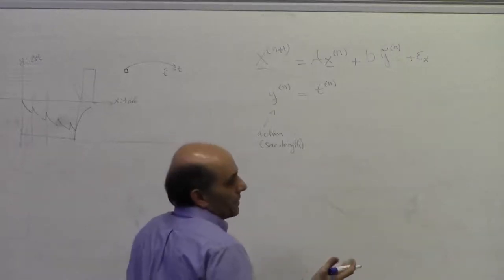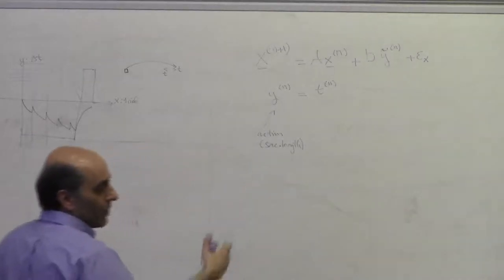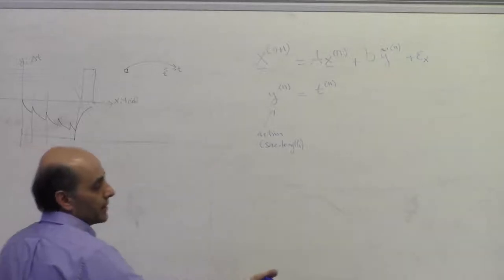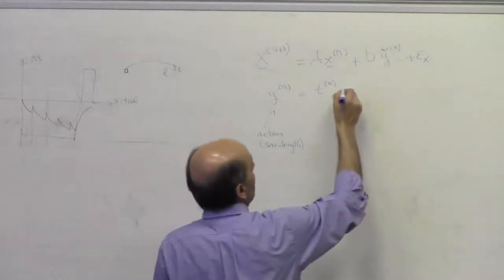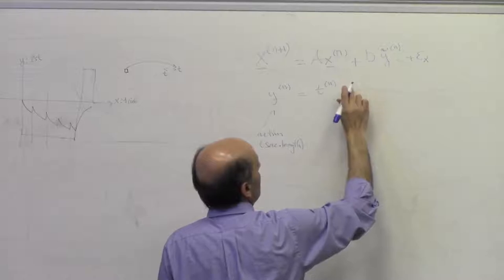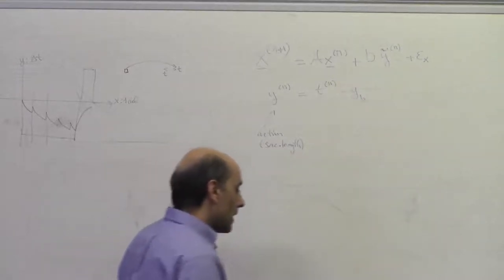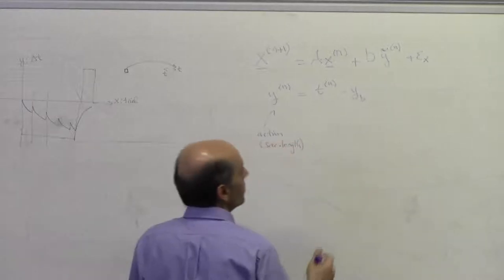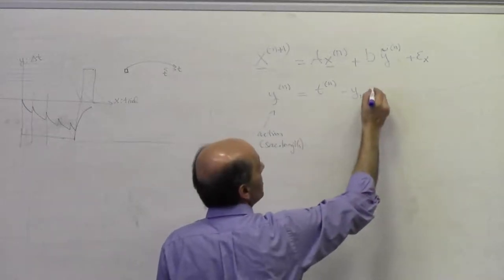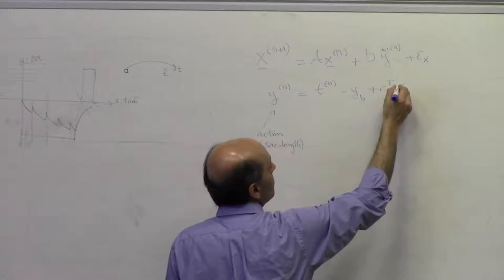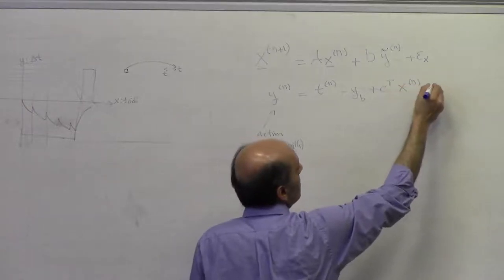And maybe he's got some bias in him, so that whenever I show him a target at 10 degrees, he always makes a saccade to 9 degrees. So I'm going to have this bias here. I'm going to call it YB. Some constant bias in his actions. And then his performance also depends on the state X, his memory state. So I'm going to have C transpose X of N plus epsilon Y.